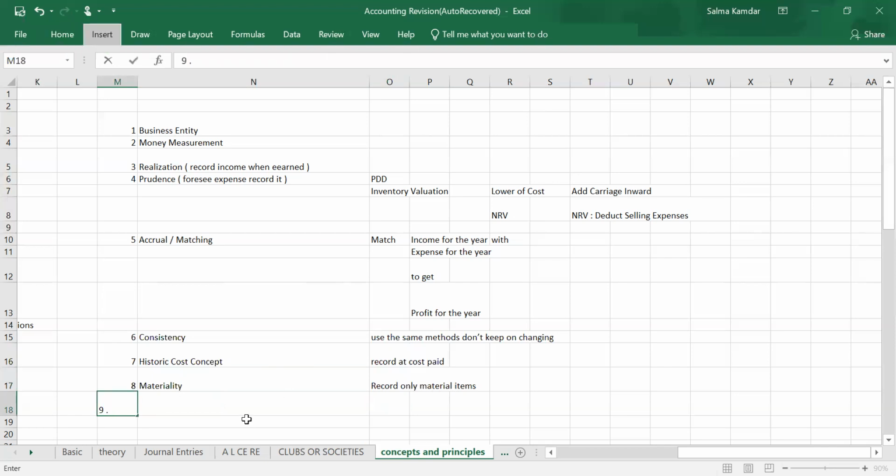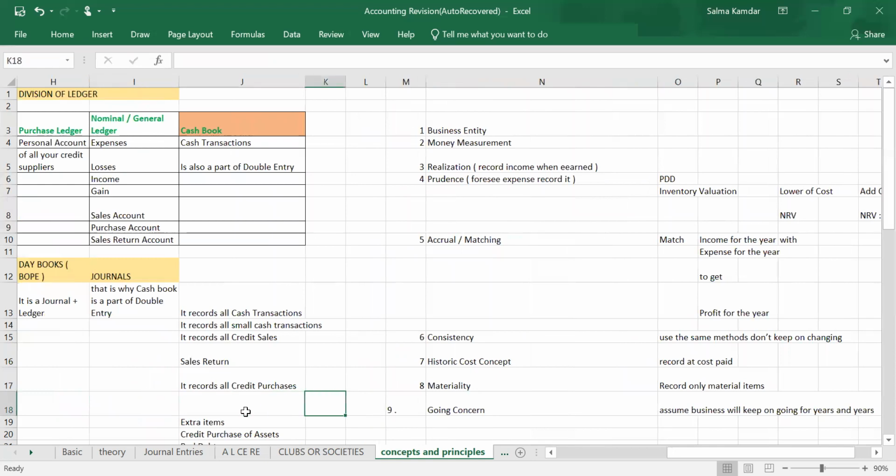Going concern. What does going concern say? We should presume that the business is going on for years. While recording transactions, you assume that the business will keep on going for years and years. Are you with me? Yes. Okay, next, division of ledger.